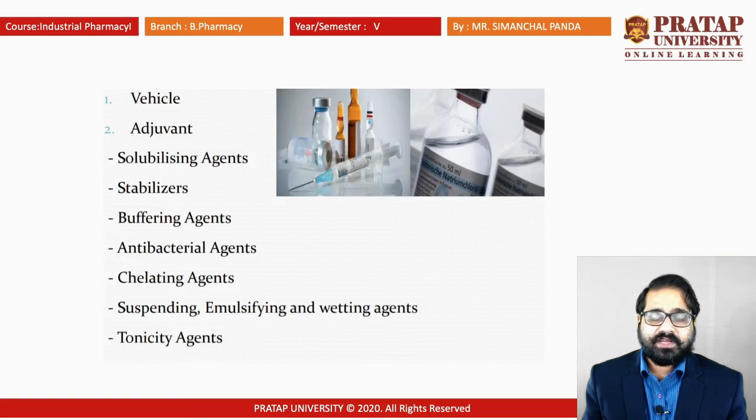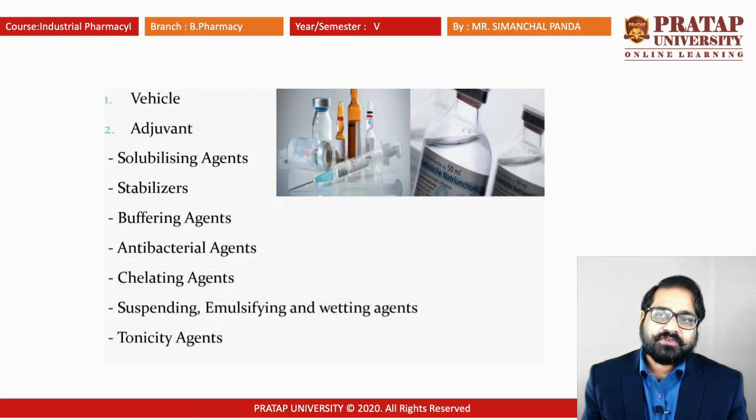The first one is known as the vehicle, the most neutral substance in which the active ingredients and the other adjuvants are used to enhance the property. This comprises most of the dose. The vehicle is generally an aqueous base or an oil base, and adjuvants are the substances which enhance the different physicochemical parameters.